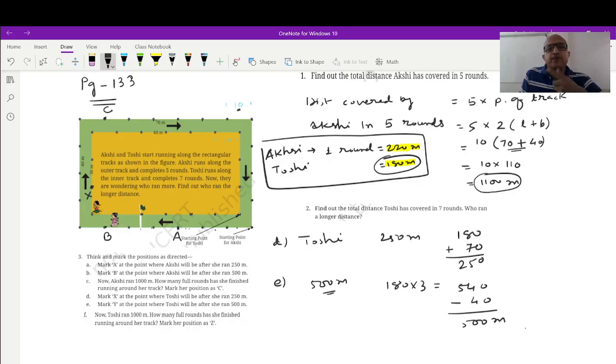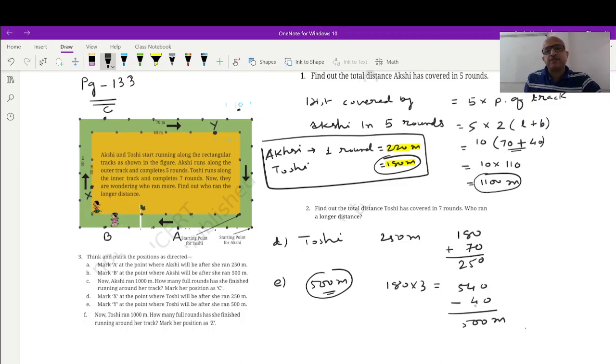So we'll go in the reverse direction. So this is 10, 20, 30 and 40. That means this is the Y. Once again, Toshi has covered 500 meter. So how will we get 500 meter? Let us do trial and error. So 180 into 3, that is 540. We want 500. So we'll subtract.